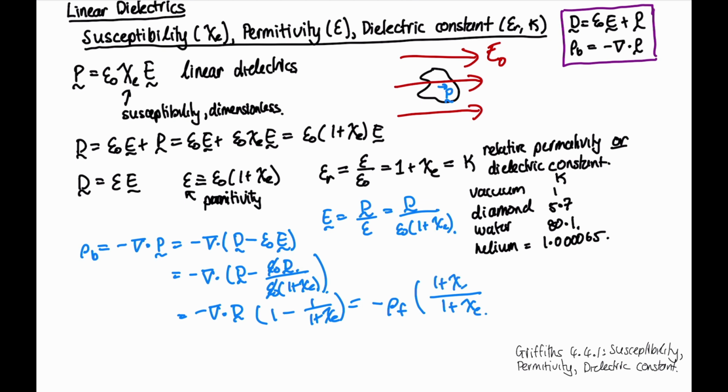We've got 1 plus the susceptibility minus 1. And so this is equal to minus the free charge density times the susceptibility over 1 plus the susceptibility. So this is a nice way to relate this bound charge density to the free charge density. It doesn't work near the surfaces because there the susceptibility isn't well defined. But it's a nice equation to use inside a dielectric.